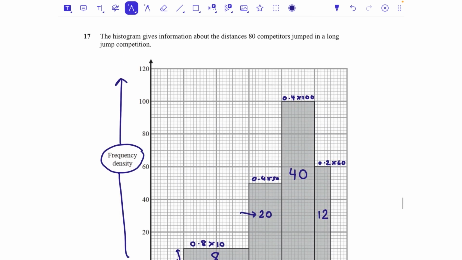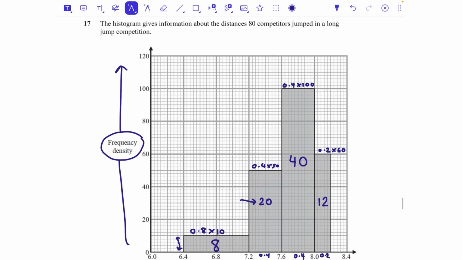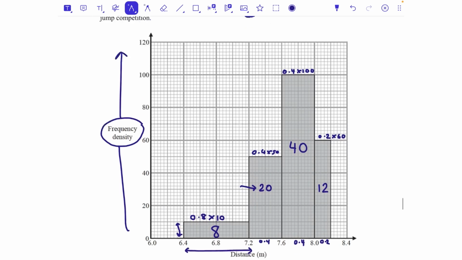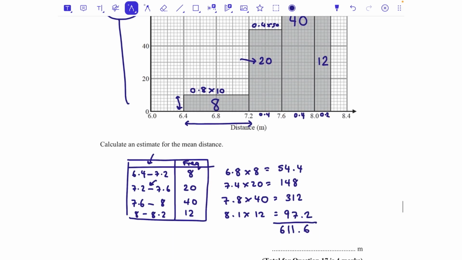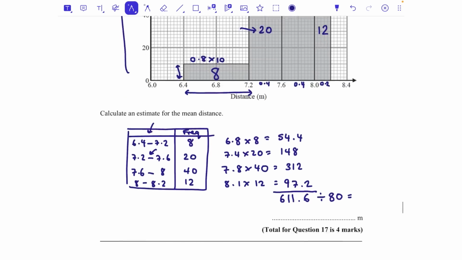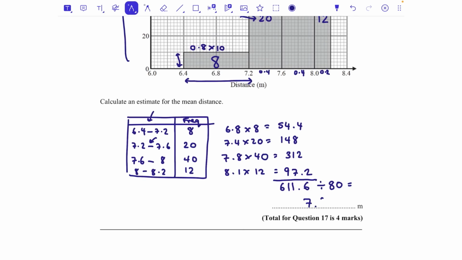But it says that they want the mean, and the mean is going to be given by dividing by how many people there are, which we could get by adding up all of the values that we've got, or we know it's 80 from the question, so we can just say divided by 80. You could add up the total of each bar, but that's going to be quicker. 611.6 divided by 80 is 7.645. I'm not going to round it. That would be my answer for that.